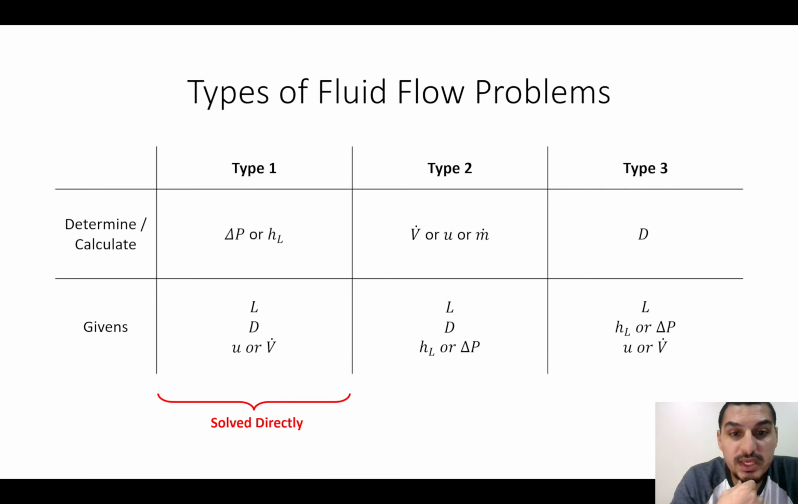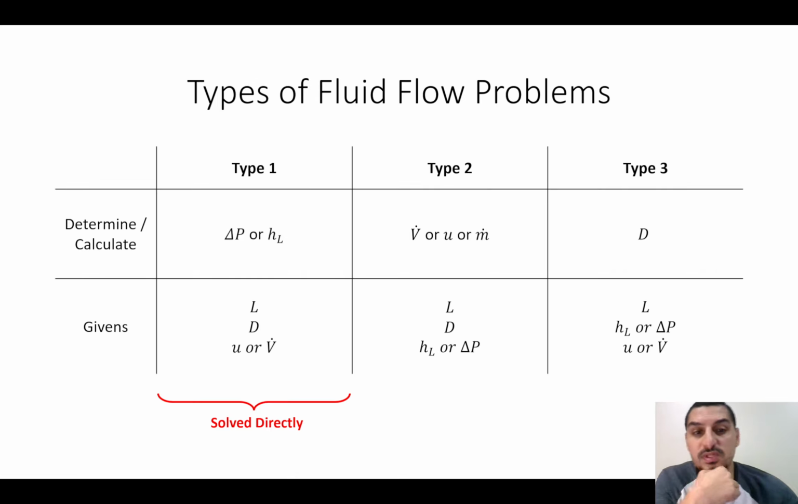For type 2, we have different givens and different requirements. Here we know the losses or delta P, and we are trying to find the rate, whether it's the volumetric flow rate, mass flow rate, or velocity. As we said, if you know the volumetric flow rate and the diameter, you know the velocity. If you know the mass flow rate and the density and the diameter, you know the volumetric flow rate and the velocity. So if we know only one, we can know the rest of them.